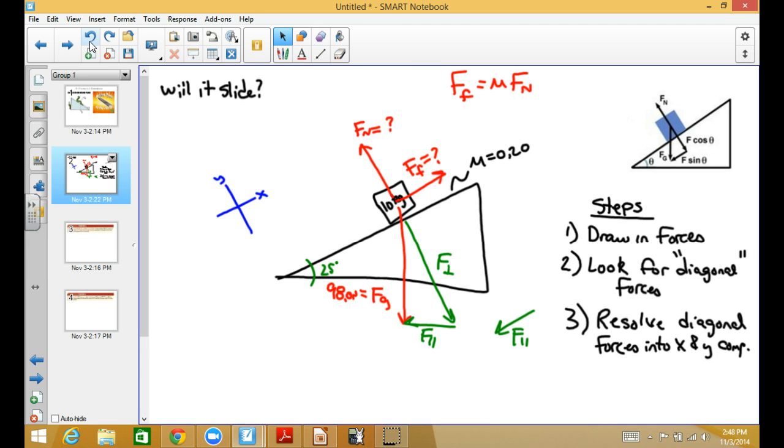So the correct way to do this is like this. Put your parallel on the bottom, and it's got to be parallel to the surface. Make sure that it's parallel to the surface. I can't even stress that enough. That's really the biggest mistake that I see.